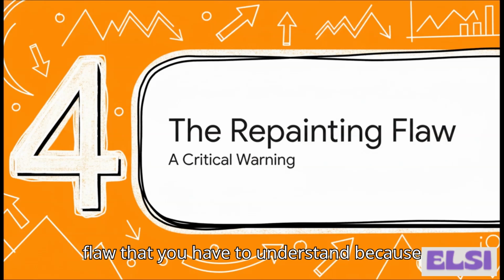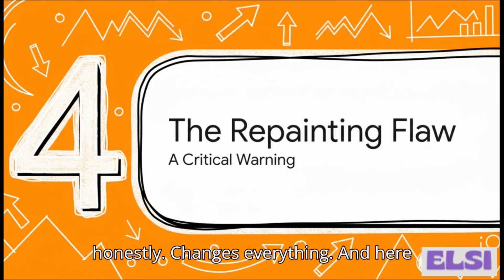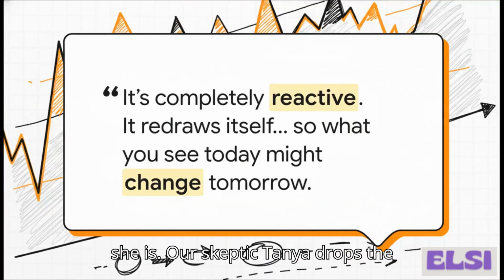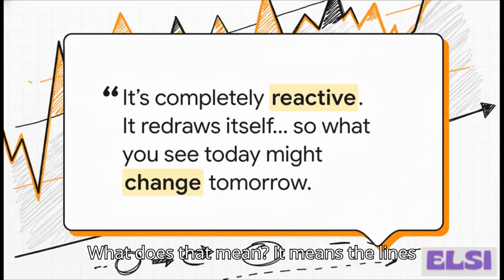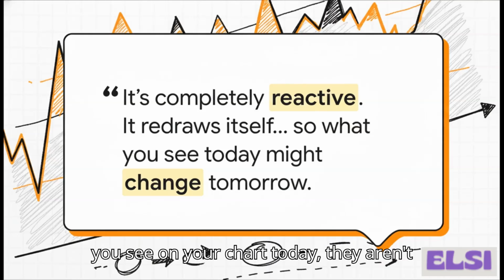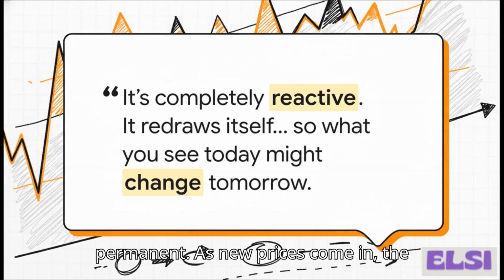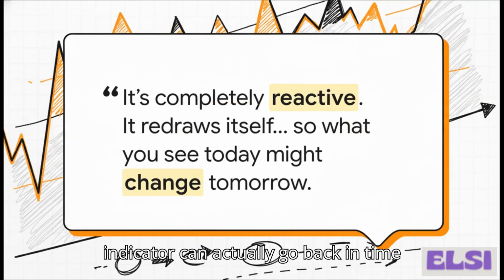Okay. But before you run off to add this to your charts, there is a massive, massive catch, a critical flaw that you have to understand, because honestly, it changes everything. And here she is. Our skeptic, Tanya, drops the bombshell. The zigzag indicator repaints. What does that mean? It means the lines you see on your chart today, they aren't permanent. As new prices come in, the indicator can actually go back in time and redraw its most recent line.